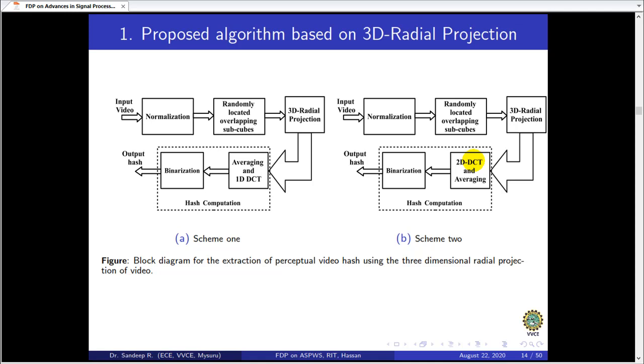For each of the matrices we have applied the two-dimensional discrete cosine transform, and then we perform averaging along the temporal direction. So we'll have one matrix left over after applying the averaging operation, and then we will vectorize that matrix. Then we will select low to mid frequency coefficients, apply median based quantization to finally generate a binary hash vector for a given video. That's how we generate the perceptual hash from the video using the three-dimensional radial projection technique.